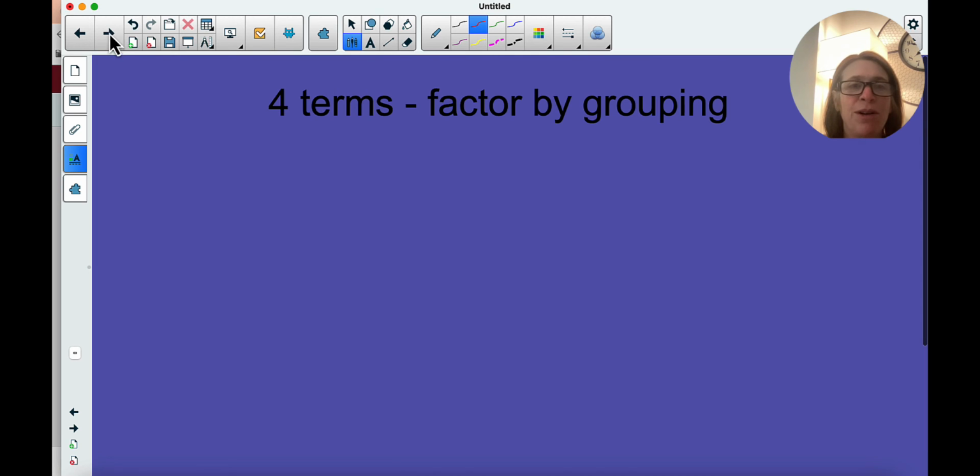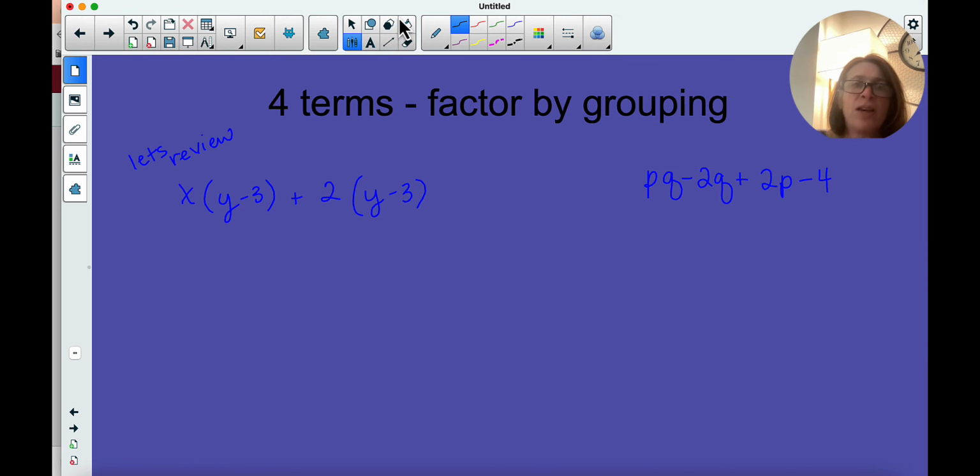4 terms are a little harder. So 4 terms is when we're going to have to factor by grouping. All right, so we've checked for a GCF. Now we're at 4 terms. We're going to factor by grouping. So here you've got something that's got 4 terms. But before we do that, I think we need to review.